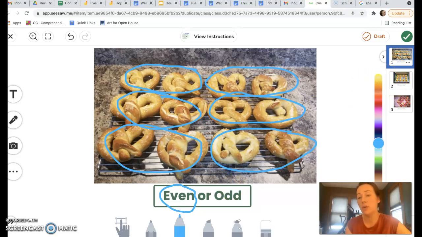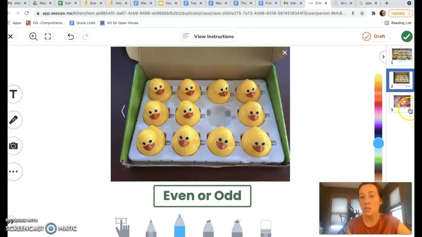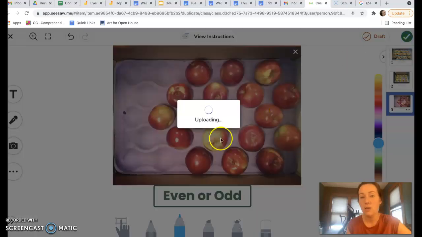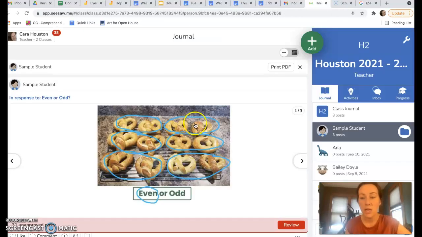I would like you to just focus on telling me whether or not it is even or odd and showing me with your marker by circling the pairs. So don't forget you have 2 other slides where you are going to circle the pairs. Remember, if you have 1 left over, then it's odd. If you do not, then it's even. So make sure you carefully circle. This one's kind of tricky, so carefully circle your pairs. Okay? That's your assignment. Good luck.